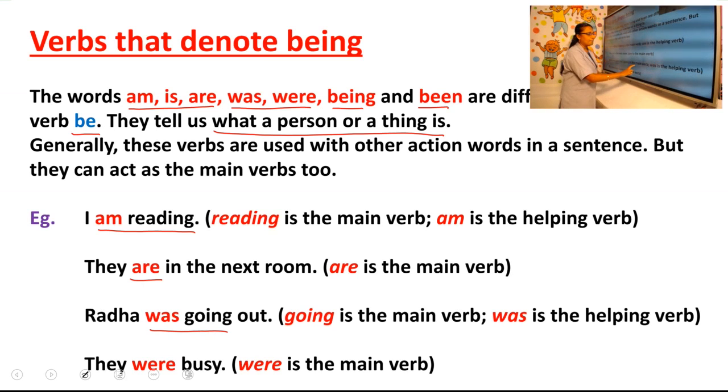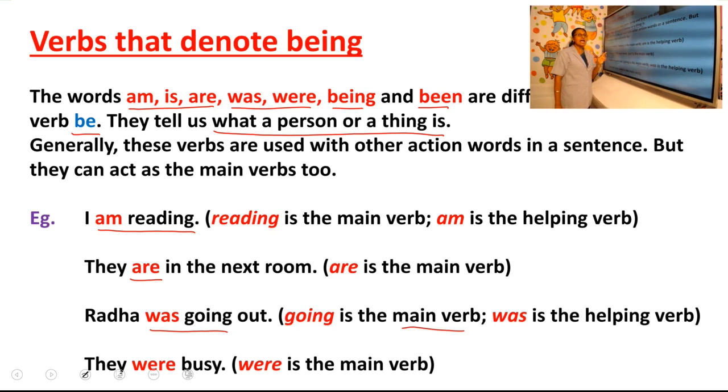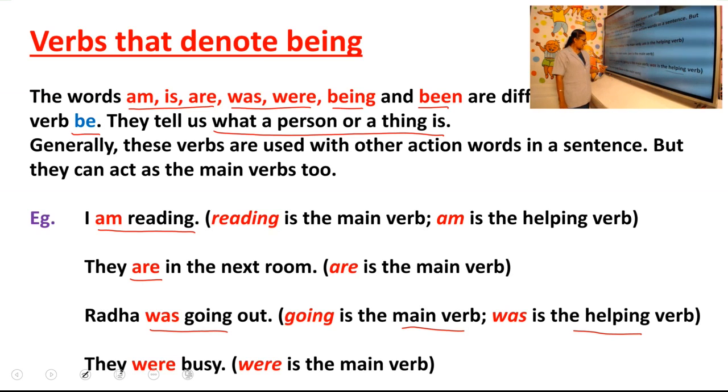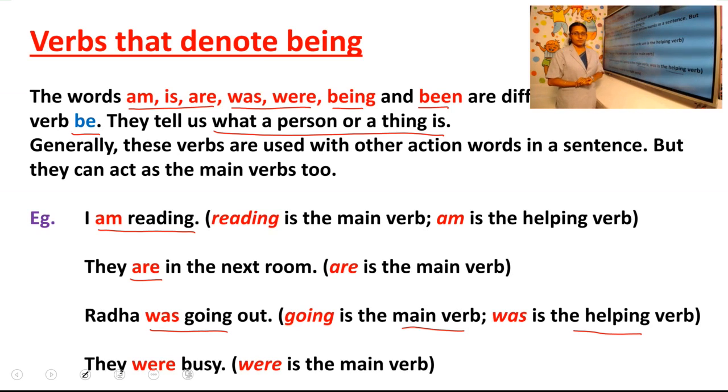So going is the main verb and was is the helping verb. Here was acts as the helping verb. And last example, they were busy. So here also, they were busy, where were acts as the main verb. So in two ways the be forms can act. So be forms can act in two ways, as a main verb and also as a helping verb.